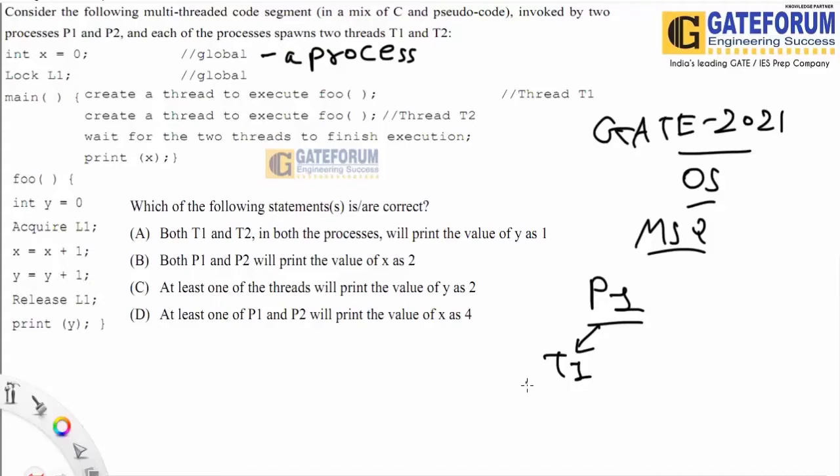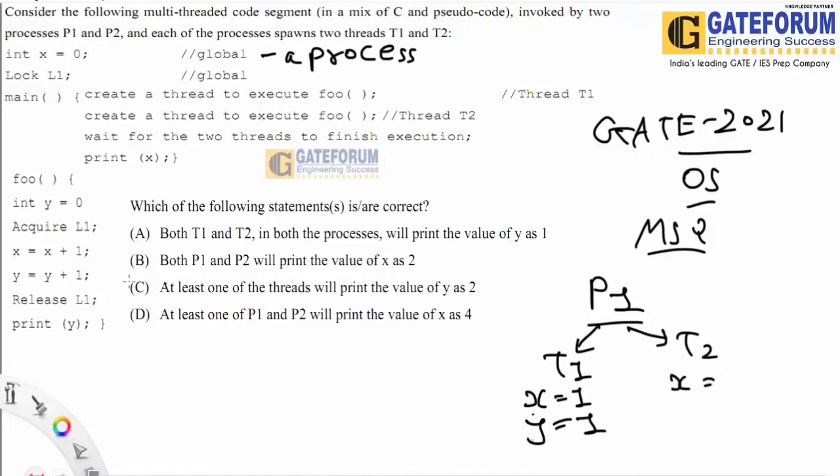So basically T1 increments the value of x by 1. Initially the value of x was 0 and is incremented by 1, and the value of y is also incremented by 1. After this part, the lock is released. Until T1's lock is released, T2 cannot continue. T2 only starts when the lock acquired by T1 is released. Then T2 increments the value of x by 1.